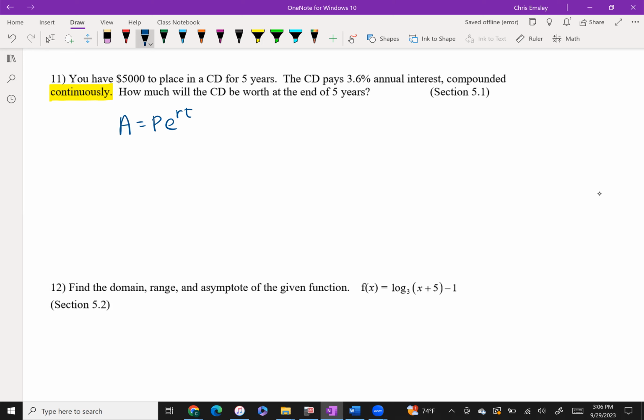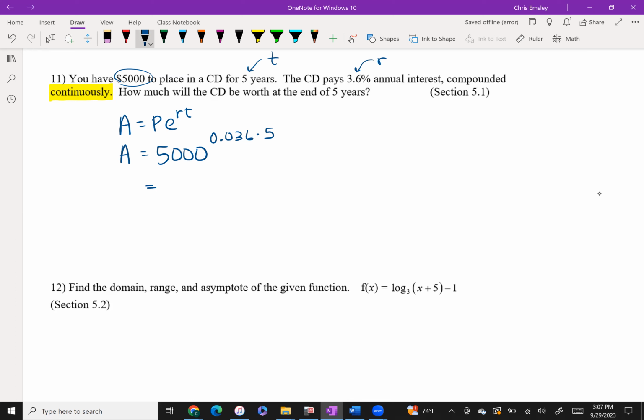Next up, we need to fill in the values for the appropriate variables. So we have $5,000. So that is what we're starting with. So that goes in for P, our principal, our starting value. We want it to be in there for 5 years, so that's going to go in for time for T. And here is our interest rate, 3.6%. We do want to change that interest rate into decimal form, and we multiply it by T, which is 5, our time, and that's going to give us our ending balance, or how much our CD will be worth at the end of that 5 years.